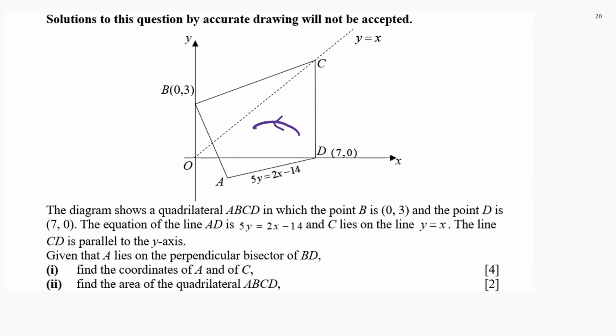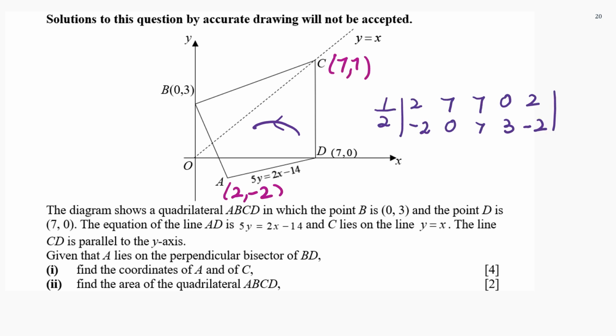Right, the second part is rather easy. Once we've found the coordinates of point C and A, we can just use the shoelace method to find the area of your quadrilateral ABCD. So again, arrange it in the anti-clockwise direction. You start with 2, -2, and we end with 2, -2.